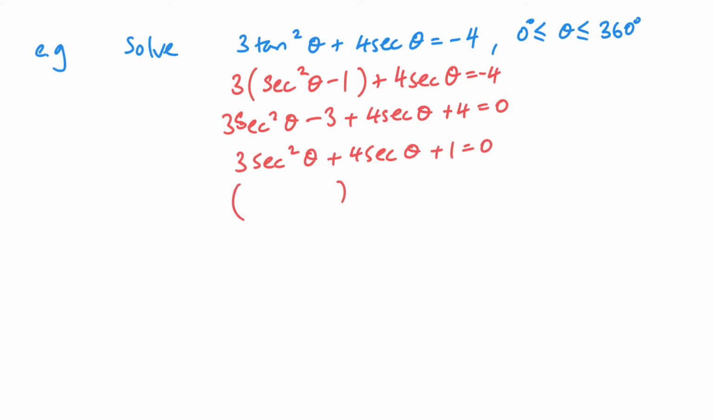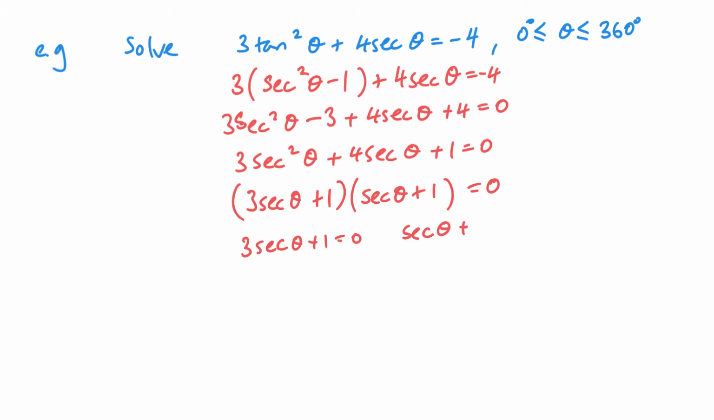Now I need to factorize. Sometimes you might need to use the formula for this, but not always. And we've got a 1 and a 1. 3 sec squared, 3 sec plus 1 sec, 4 sec, and that's 1. So there we have it. So 3 sec theta plus 1 equals 0, and sec theta plus 1 equals 0. So sec theta equals minus 1/3, sec theta equals minus 1.